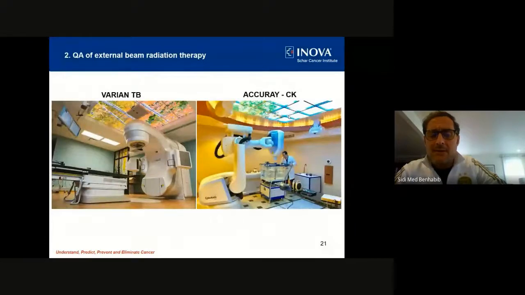So we're going to talk now quickly about the QA for the LINAC. I'm just showing some pictures here, a Varian machine on the left side and the CyberKnife, where I was performing an annual QA for an old CyberKnife unit. Next slide, please.